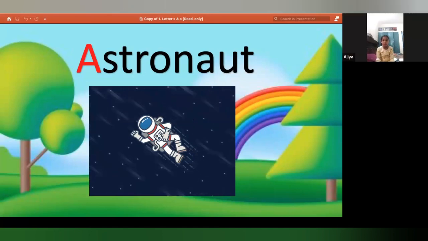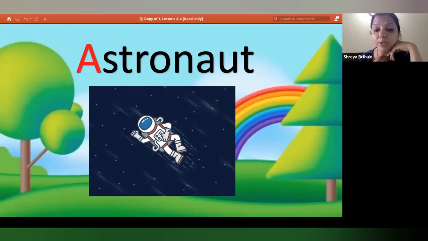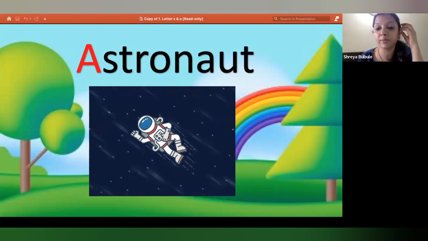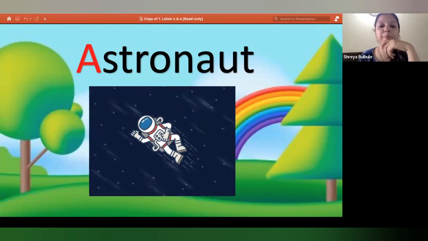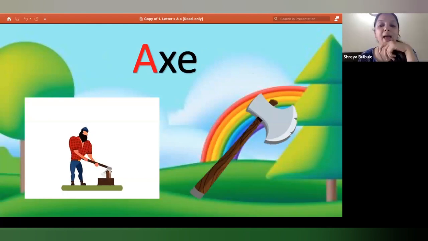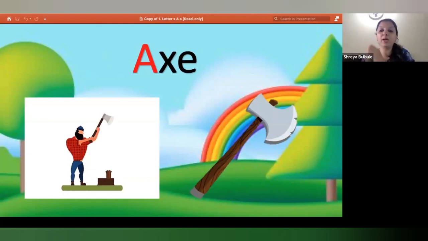You know what astronauts are? What do astronauts do? They go to space to explore it, in the spaceship. What is this? Very easy. It's an axe. The woodcutter will cut the wood with an axe.